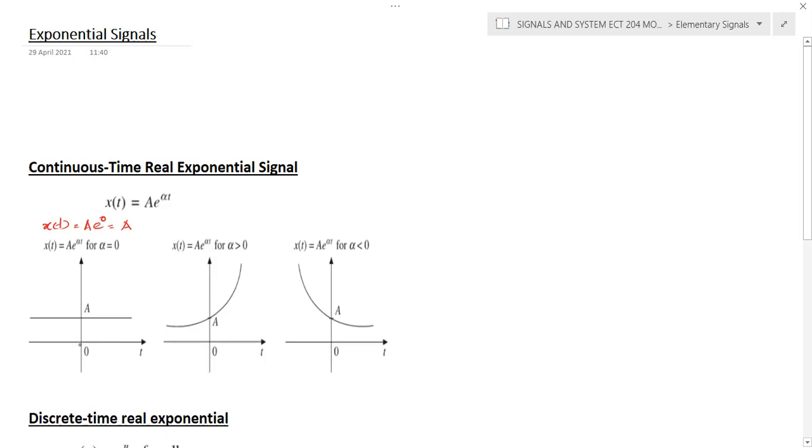So when t is equal to 0, 1, 2, 3, or minus 1, minus 2, minus 3, or any value of t, the function magnitude is A. So that's why x of t is equal to A. It's a constant. So you'll have constant amplitude A from minus infinity to infinity. This signal is known as a DC signal. The average value of the signal is A.